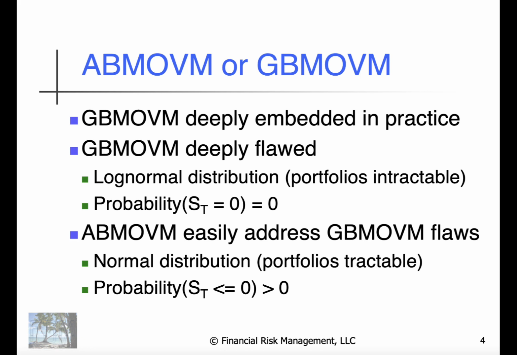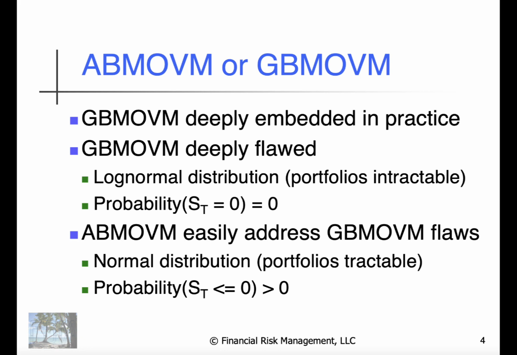But GBM is in fact deeply flawed. Remember, the terminal distribution is assumed to be log normal. Well, if two stocks have a terminal distribution of log normal, when you add the two stocks together, it's extremely difficult to track what that distribution is. Once you get above two stocks, it's completely intractable. So one major complaint against the log normal distribution-based models is the inability to roll up and roll down among individual positions and portfolios.